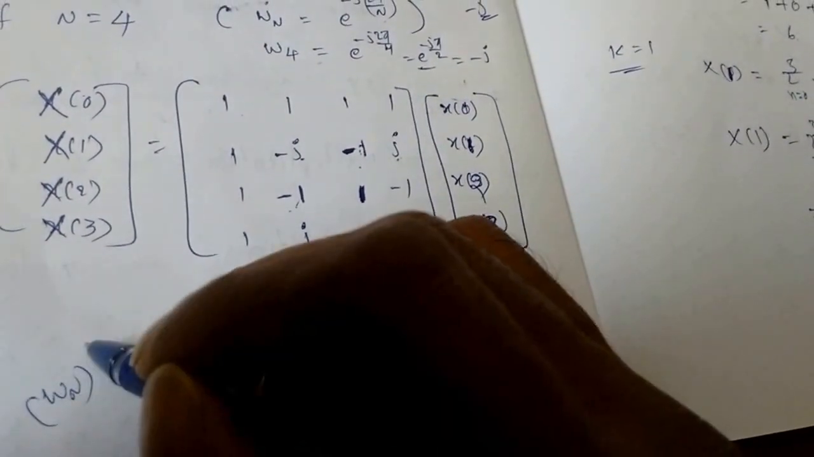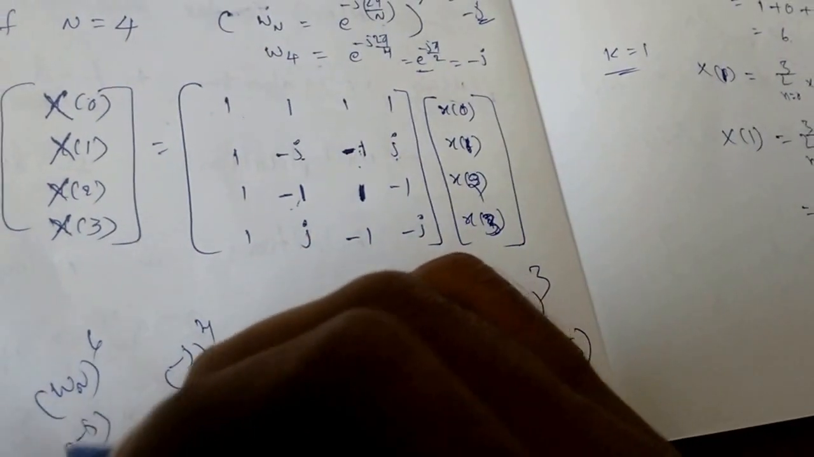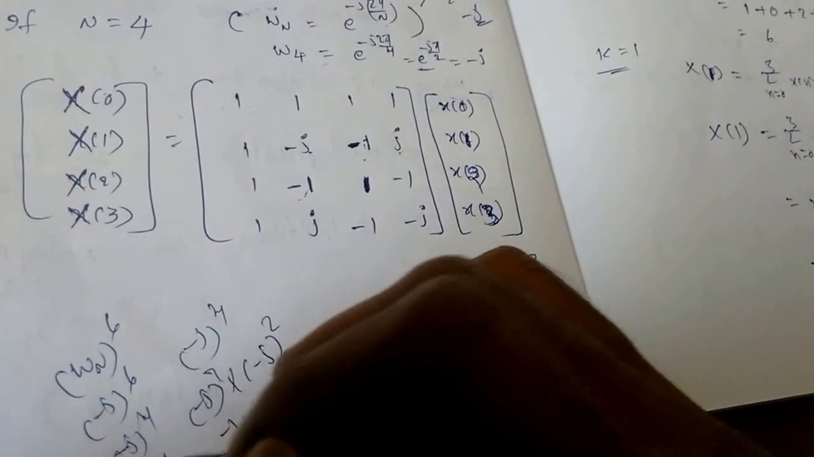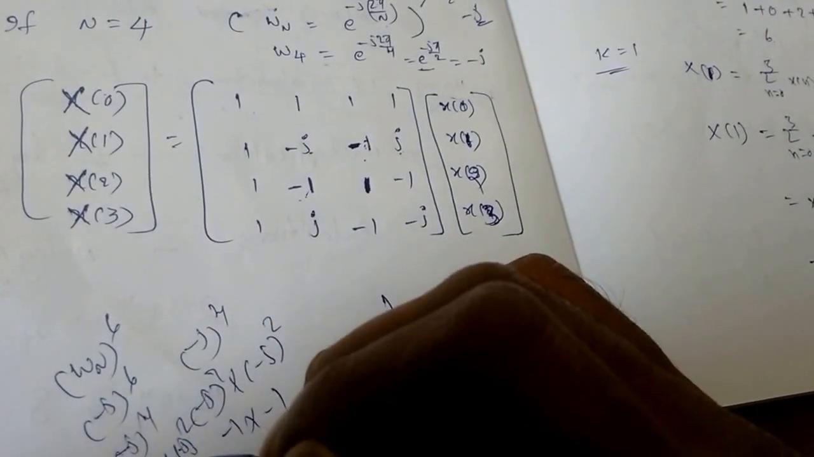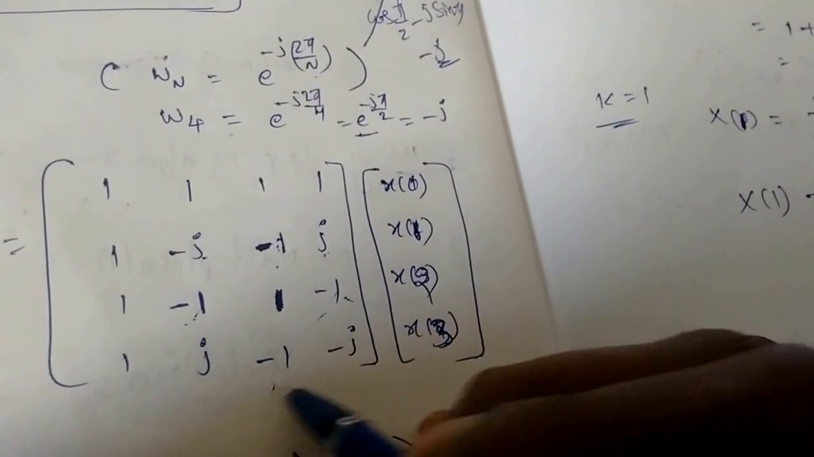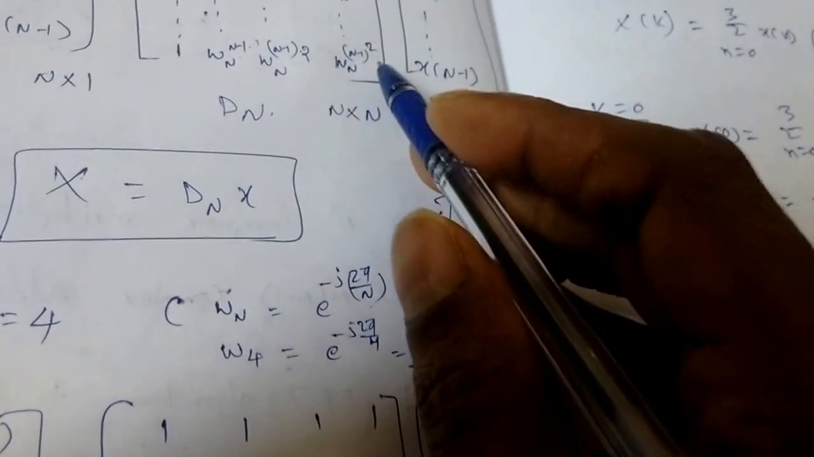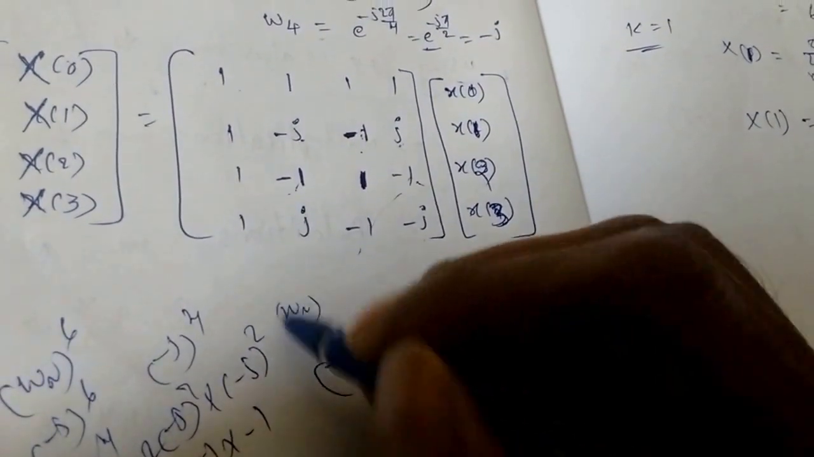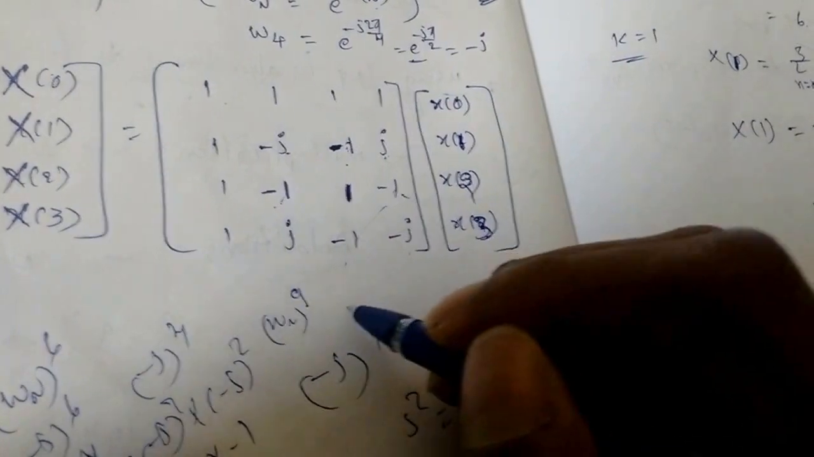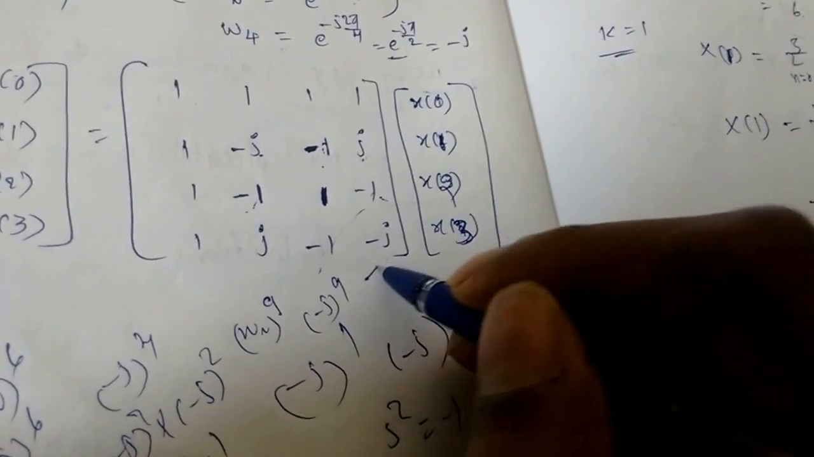Wn power 6, so minus j whole power 6. I already know minus j power 4 is 1, into minus j whole square, which is nothing but minus 1. See, minus 1. The last one is n minus 1 whole square, that is Wn power 3 square, 9. So minus j whole power 9 will become minus j.